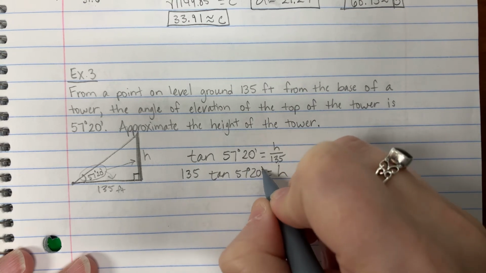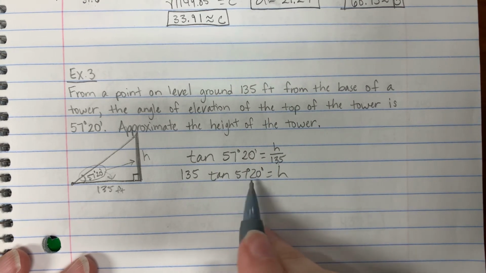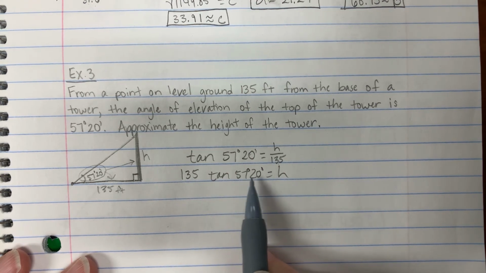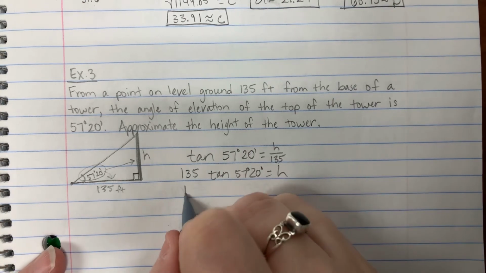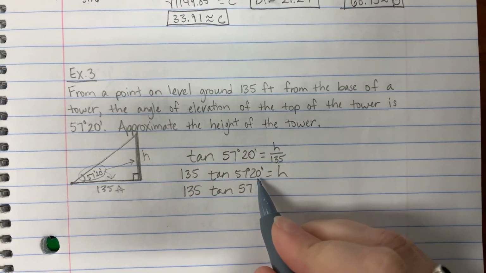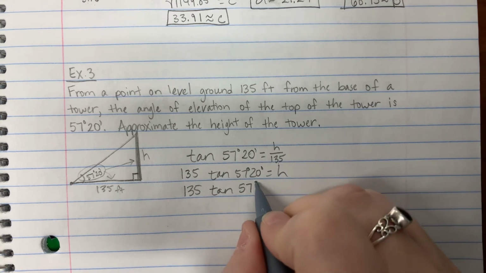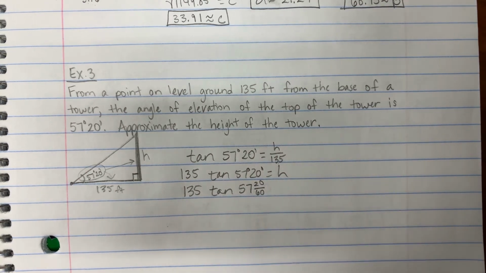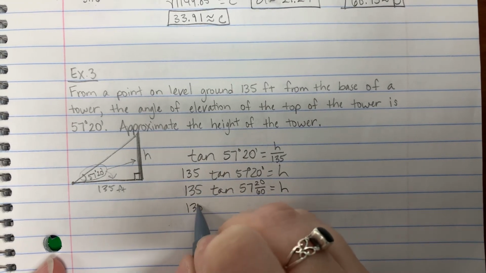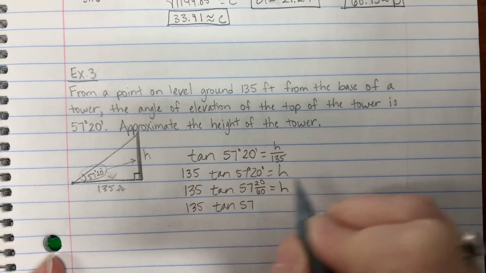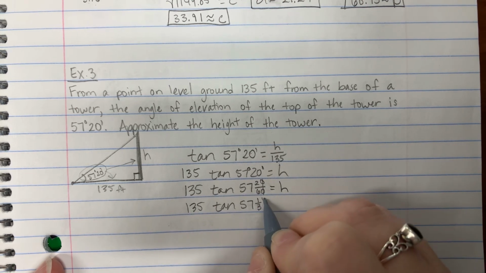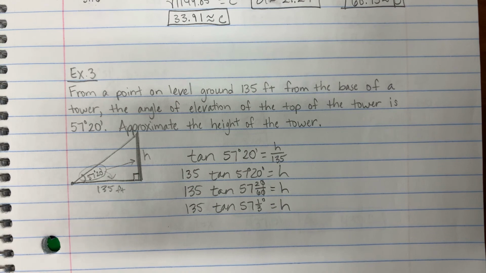This is in degrees and minutes, which I cannot type into my calculator as is. My calculator is not going to recognize degrees and minutes. So instead I have to convert this to just degrees, maybe as a decimal, right? So 135 times the tangent, I'm going to make this 57, and 20 minutes would be 20 out of 60. Right? Because there's 60 minutes in a degree. Let me just simplify it one more step. 20 over 60 is the same thing as 2 over 6, which is the same thing as 1/3. So I really have 57 1/3 degrees.